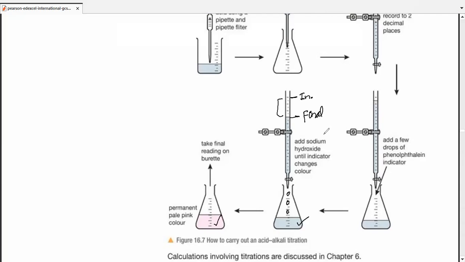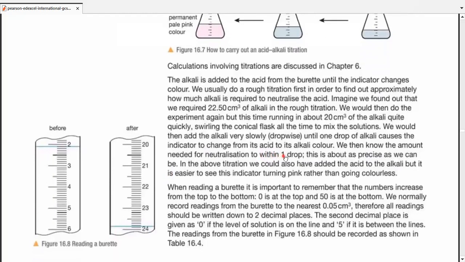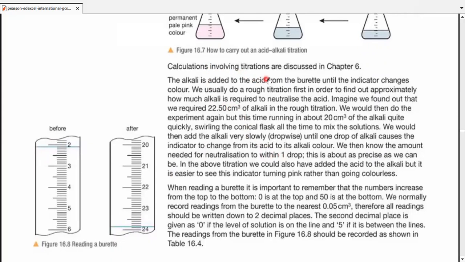So we started off by saying that titration can easily calculate the amount of acid we have used against an alkali or vice versa. So we did the same thing over here. Now, calculations involving titrations are discussed in chapter 6.